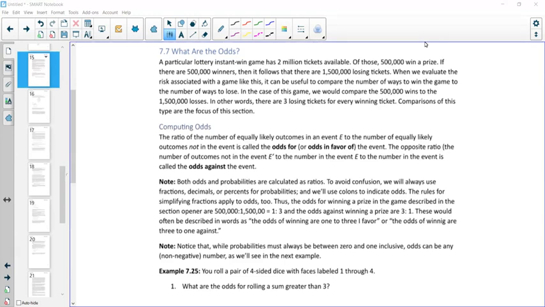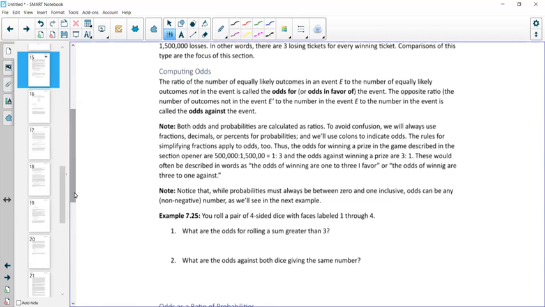When we evaluate the risk associated with a game like this, it can be useful to compare the number of ways to win the game to the number of ways to lose. In the case of this game, we would compare 500,000 wins to 1,500,000 losses. In other words, there are 3 losing tickets for every winning ticket. Comparisons of this type are the focus of this section. So, how do we compute odds?